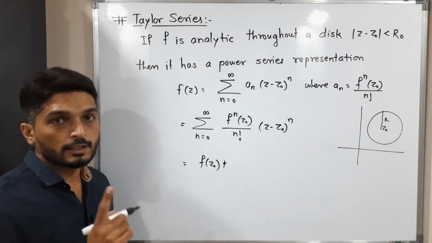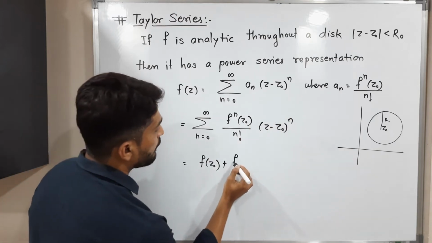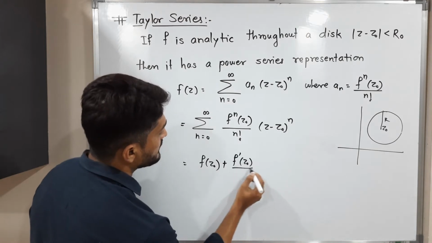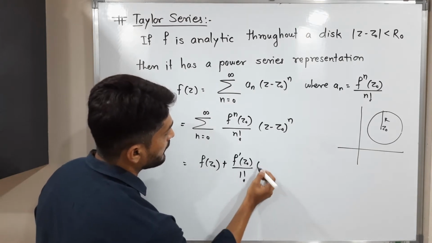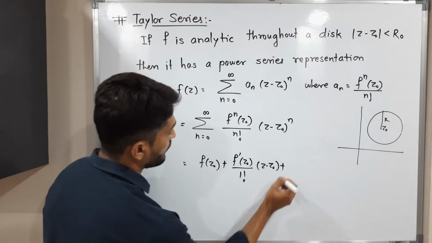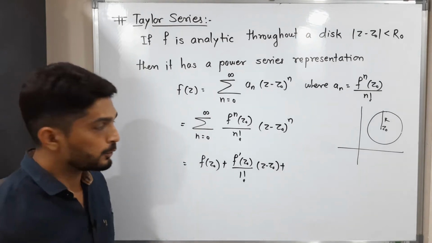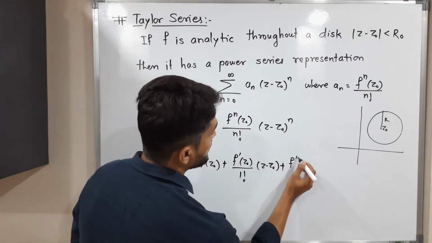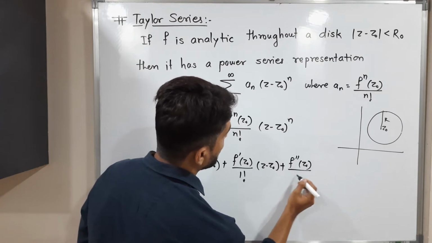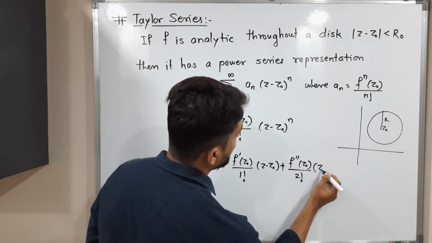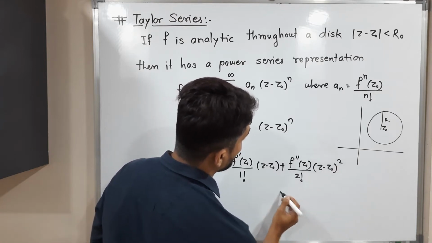Let us put n equal to 1 now. We will have the first derivative of f at z naught divided by 1 factorial, and (z minus z naught). Let us put n equal to 2. We will have the second derivative of f at z naught divided by 2 factorial, (z minus z naught) square.